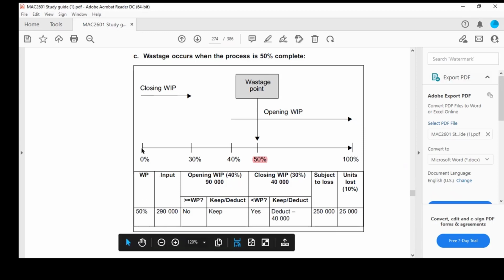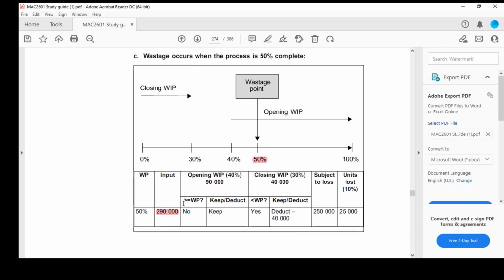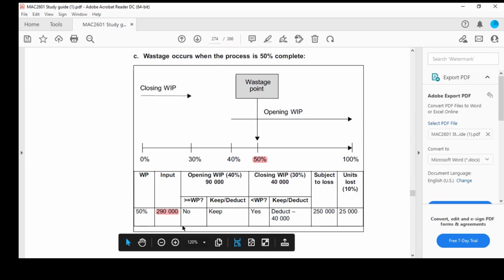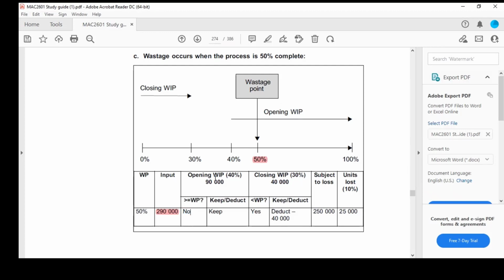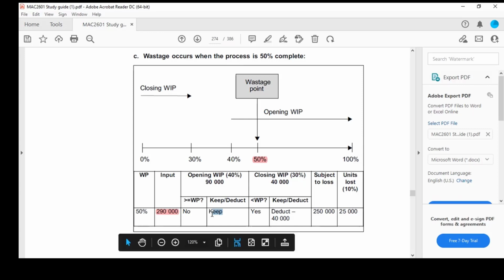How many units did you start this process with? I started with 290,000: 90,000 coming from opening WIP, and 200,000 put into production. Was your opening WIP before the wastage point? Is it greater than this 50%? No, it's not. Therefore, it will have to experience this normal loss. Hence, we keep it. We're not deducting it, we are keeping it.